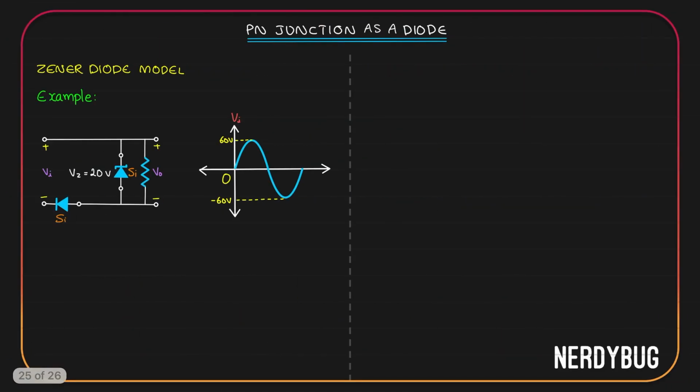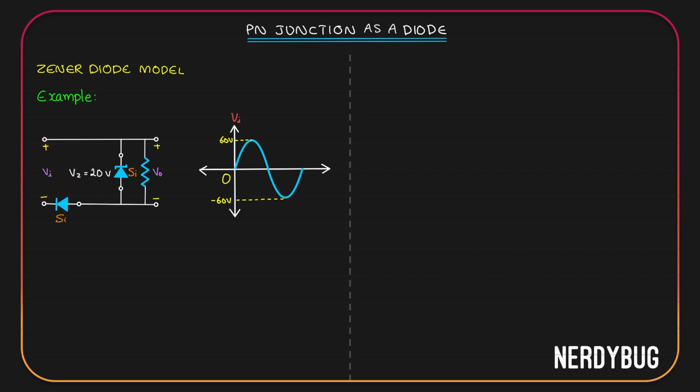Let's take an example. We have a circuit with a normal diode over here and a Zener diode over here. These are both silicon based diodes and the Zener voltage is 20 volt. Input is given over here and output is taken across the resistor that is connected parallelly to our Zener diode. You can see the input waveform over here. It is one cycle of a sine wave and its peak voltage is 60 volt. The first half cycle is positive. So we get positive potential here and negative potential here.